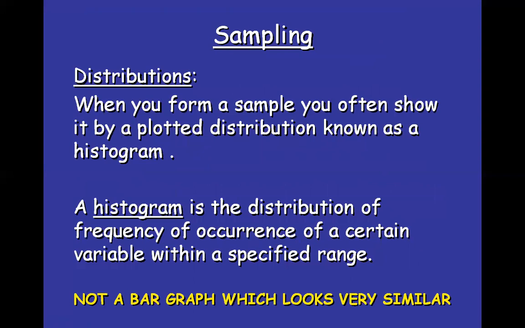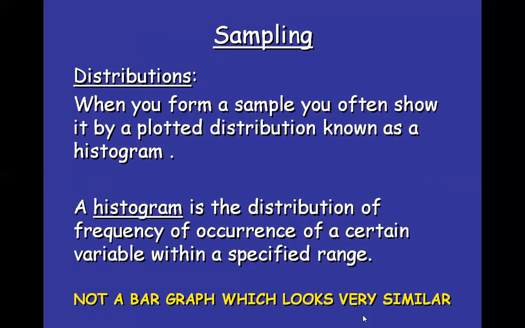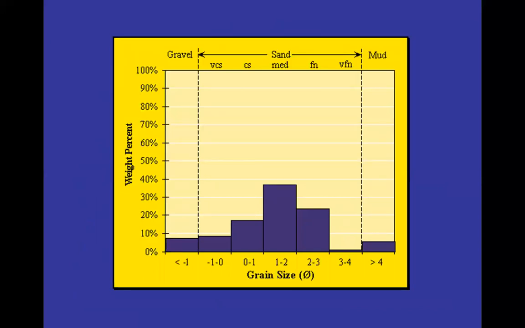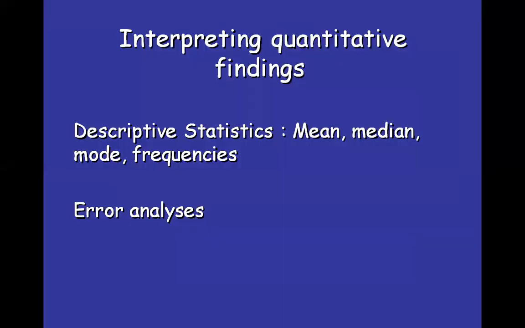Now, what really is the sampling method all about? See, the sampling method is a distribution. When you form a sample, it often shows a plotted distribution known as the histogram. A histogram is a distribution of the frequency of occurrence of certain variables within a specified range, not a bar graph, which looks very similar. It's really an example of a histogram. We have grain size versus wheat percentage. This is the histogram actually.